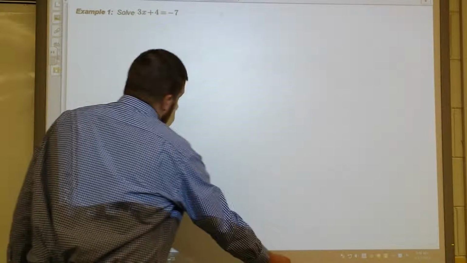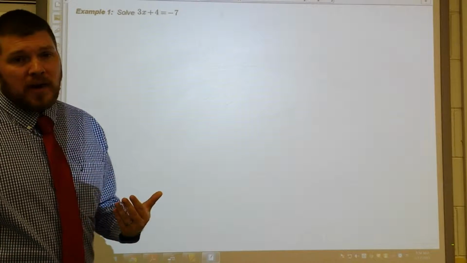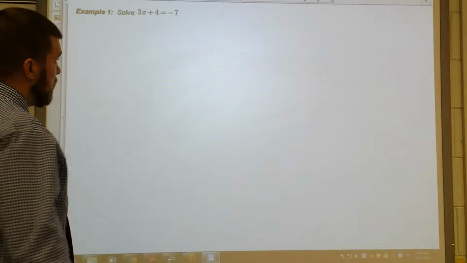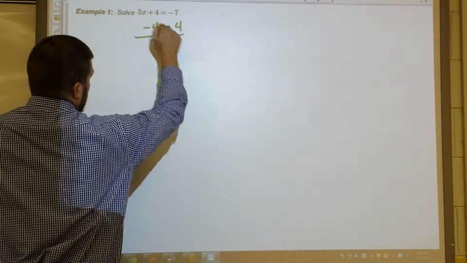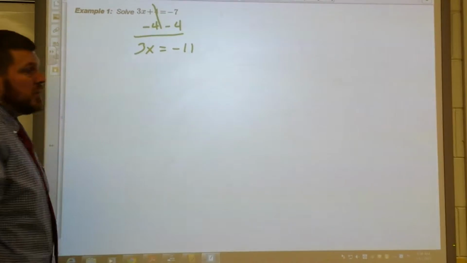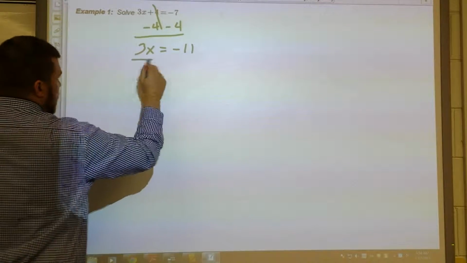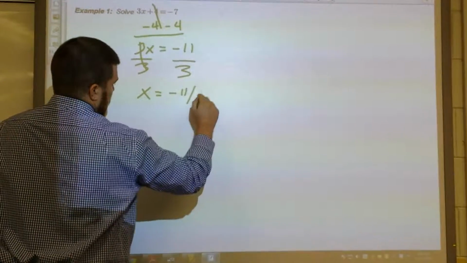I want to start off by first solving this one by hand, because it's a pretty easy example, and then we're going to go back and solve it by graphing just to show you that method as well. So to start off, I'm going to subtract 4 from each side. So I have 3x equals negative 11. Then I want to get x by itself, so I divide by 3. So x equals negative 11 thirds.